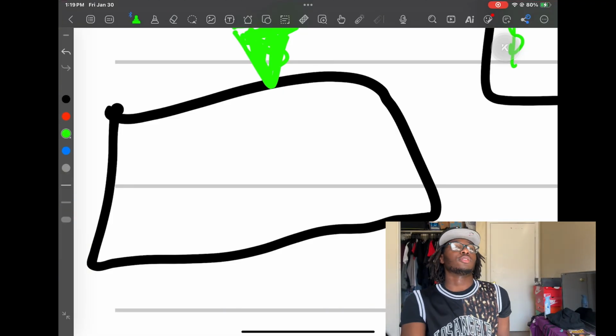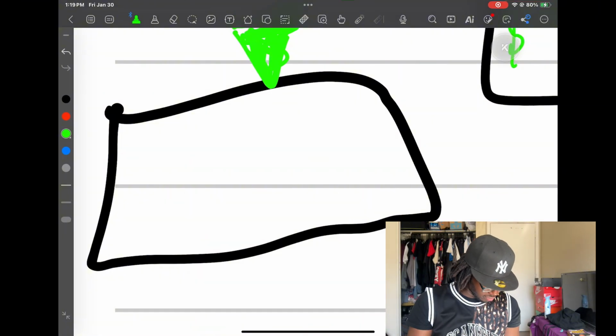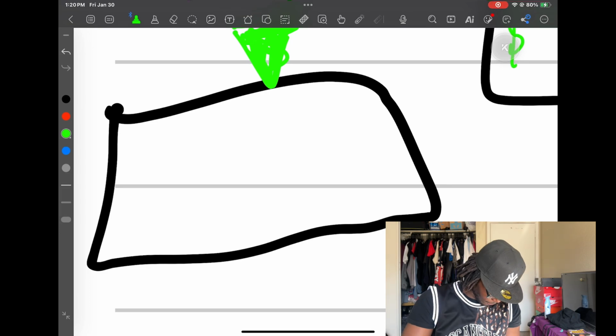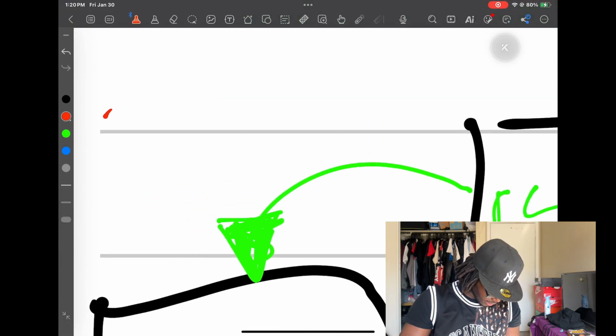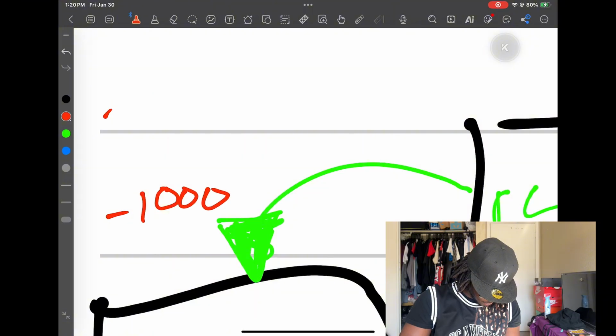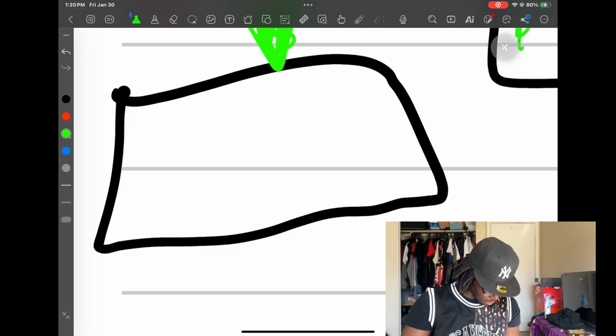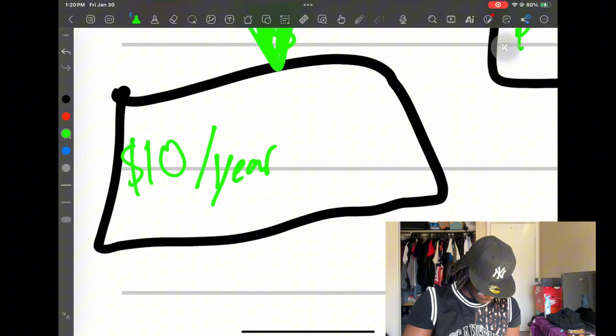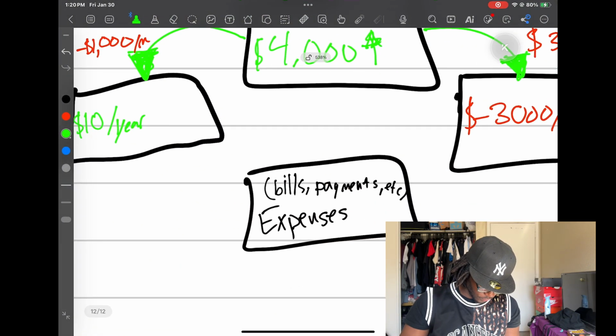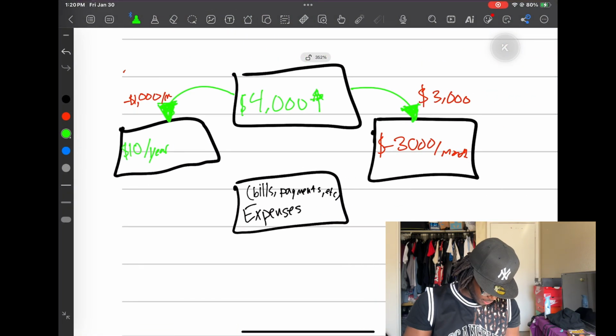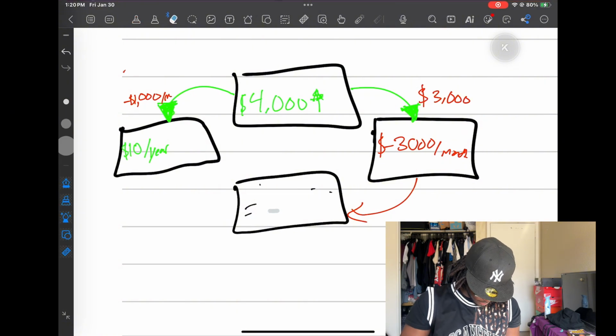So let's say they put $1,000 into stocks and they get like 10% annually. So about $100 per year. Let's say that. So let's say minus 1,000. That's $1,000 per month, and then they're making $10 per year. At the end of the day, they're making only about $10,000 per year. Because again, that money, that $3,000 per month, feel me?